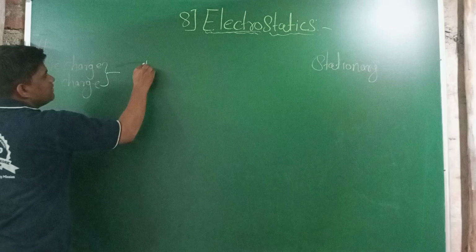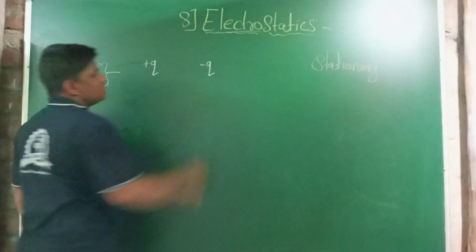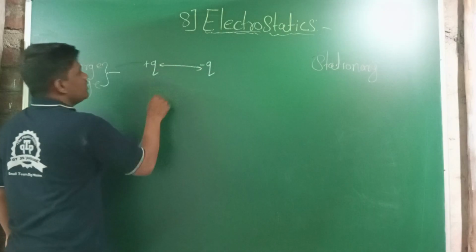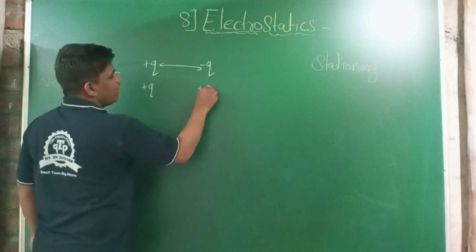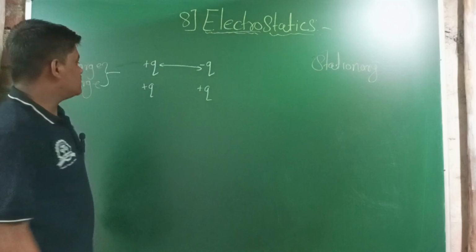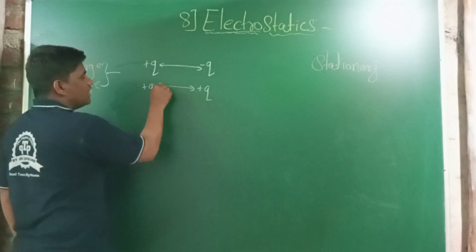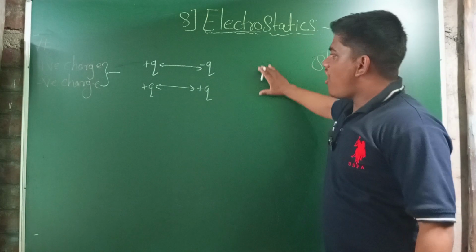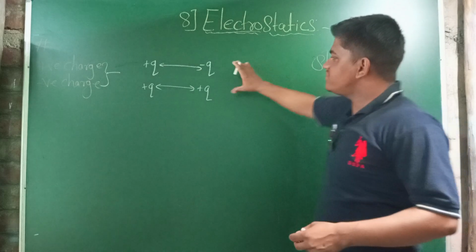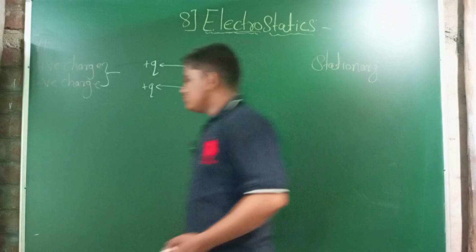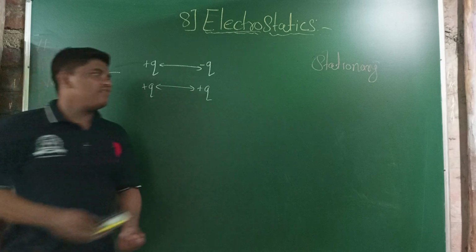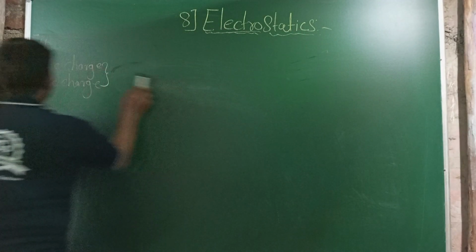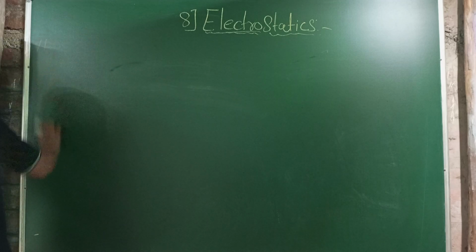When the charges, plus q and minus q, are of different or opposite nature, they get attracted to each other. When the charges are of the same nature, the same charges get repelled to each other. Whenever we study the repulsion or attraction force between these charges, we discuss one important law. This law is named Coulomb's law, and the unit of charge is also called the coulomb.